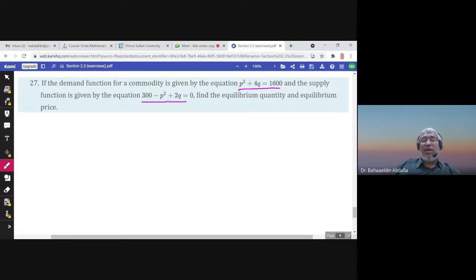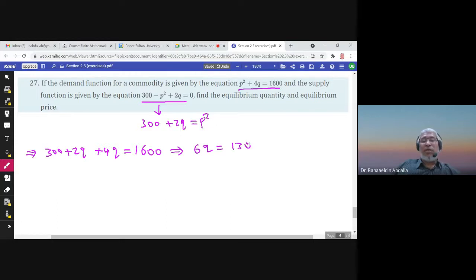Well, I can see that from this equation, if I take Q squared to the other side, then P squared is equal to 300 plus 2Q. And now, if you substitute this in the demand equation, instead of P squared you write 300 plus 2Q, plus 4 times Q equals 1600. Well, this would be nice because now I have a linear equation, not a quadratic equation. That's excellent. 4 plus 2 would be 6Q, and I'll take 300 to the other side. So 1600 minus 300 would be 1300.